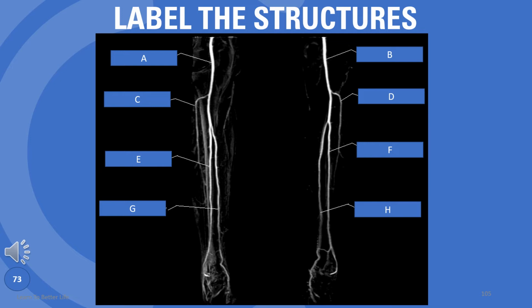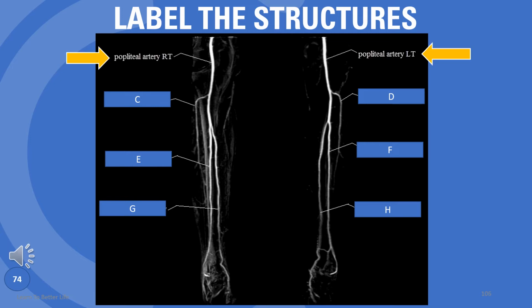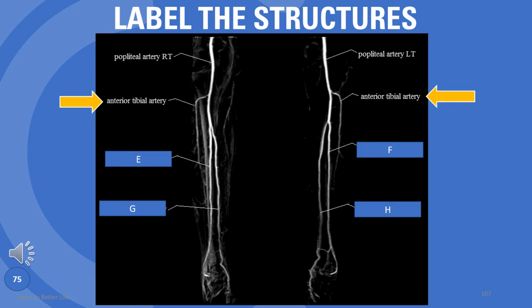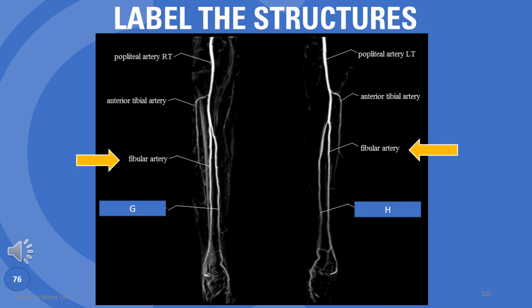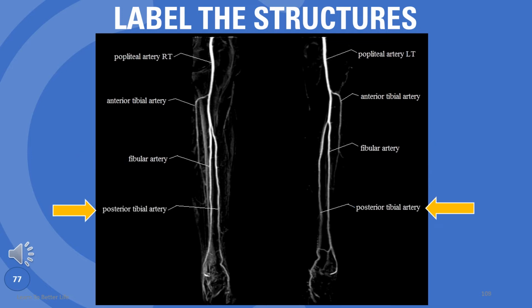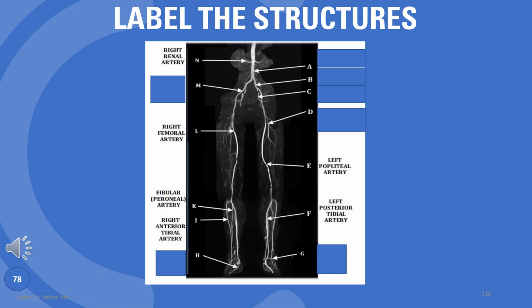Let's do a little bit of the lower extremities vascular. A and B are the right and left popliteal arteries. C and D are the right and left anterior tibial arteries. E and F are the right and left fibular arteries. Finally, G and H are the right and left posterior tibial arteries. Sorry, I lied. Just a few more. Can you name A, B, and C on this picture?